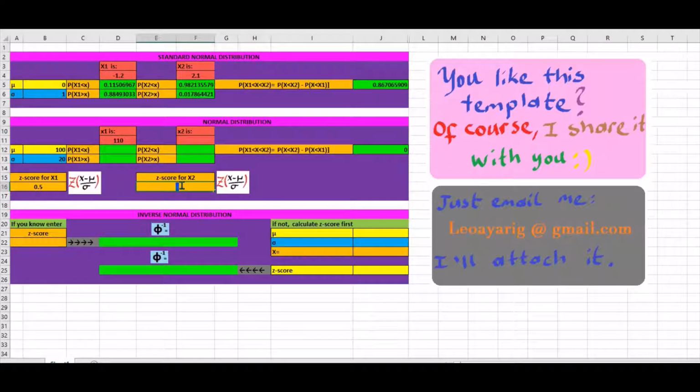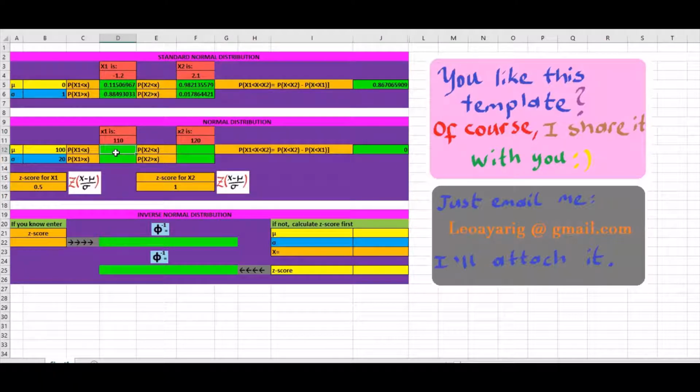We're going to write the same function, equal to, open parenthesis, x2 value minus our original mu value, close parenthesis, divided by sigma, enter. And let's say our x2 value is 120. So automatically our z-score is 1.